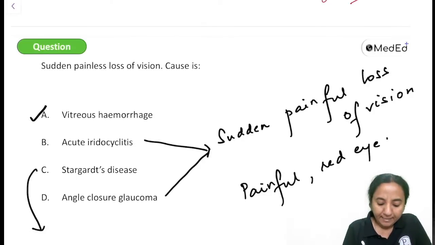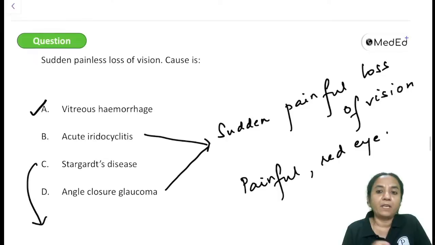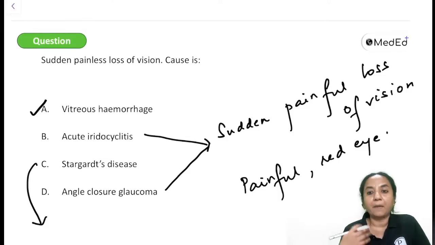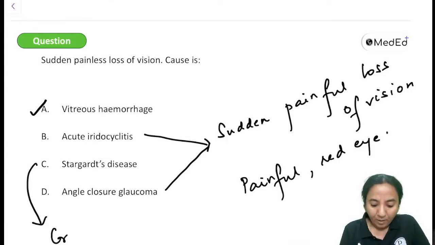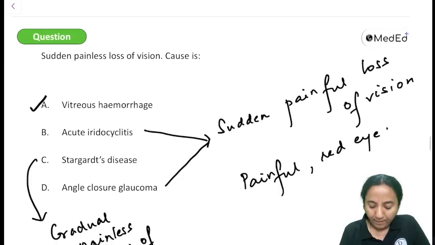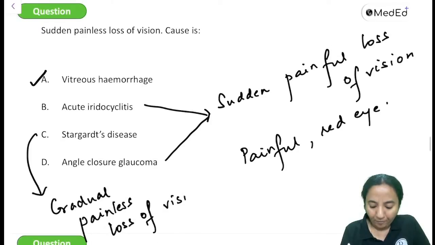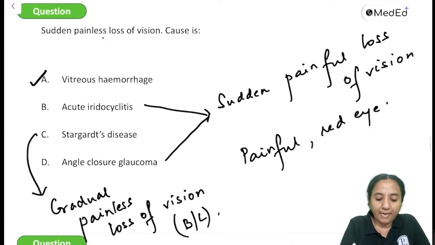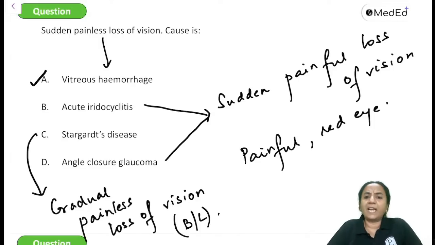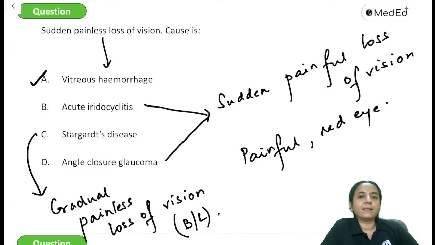And Stargardt's disease, where you have a beaten bronze appearance of the macula, is a type of retinal dystrophy. Here you have a gradual and painless loss of vision, and it's often bilateral. So vitreous hemorrhage is sudden and painless. It's generally unilateral, and it is a sudden and painless loss of vision.